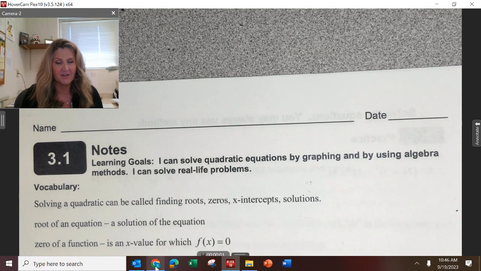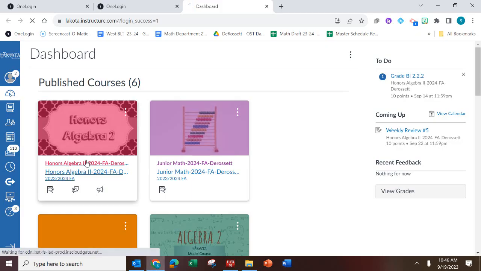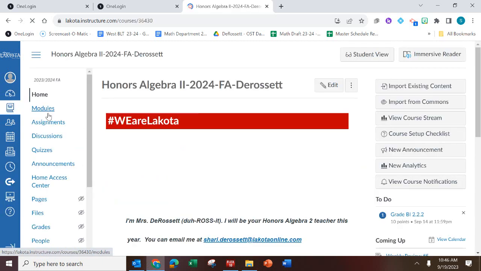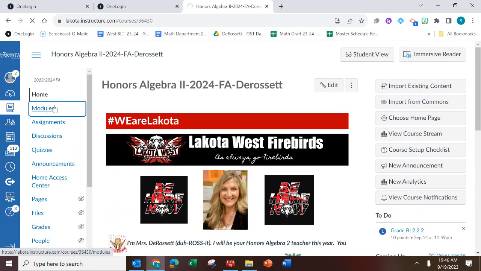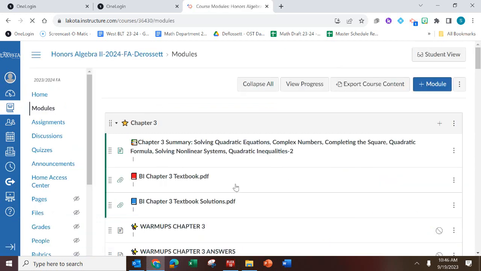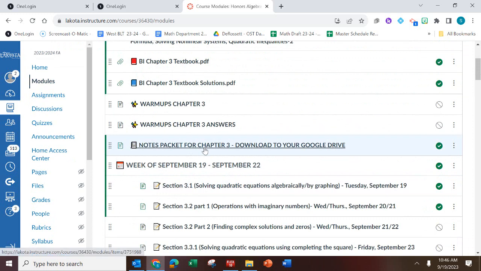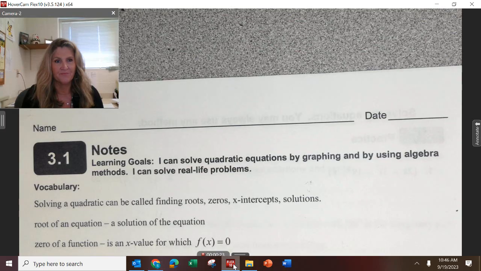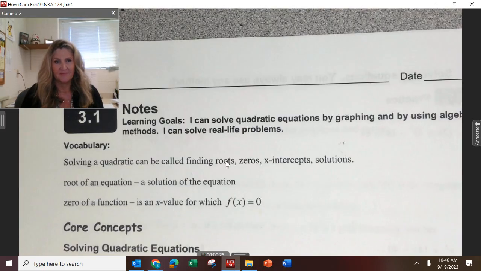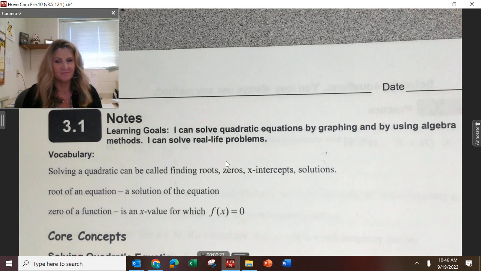Right, so if you're looking for the notes, you need to go under Canvas, go to our class, go to modules, go right here to chapter 3, which is at the top, and right here is the notes packet that you need to download to your Google Drive. So go ahead and do that. And this is what you should see. Any more time? All right.